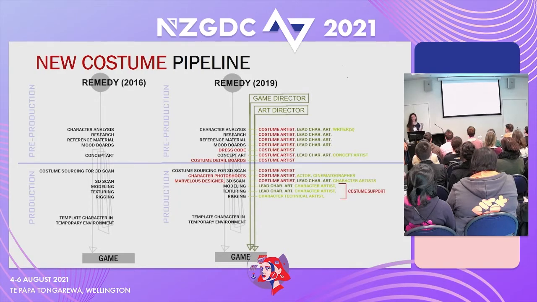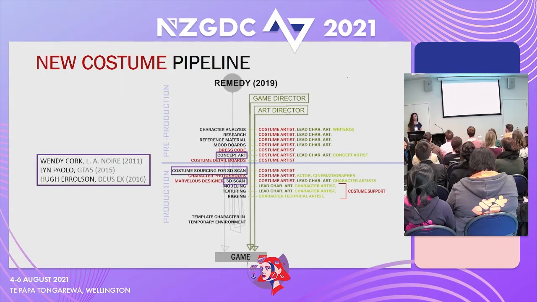So now on the left we have Remedy's character pipeline before Control, and on the right the pipeline we utilized for the 2 years I worked for them. And I have emphasized the differences in red. I ended up integrating methods from live arts into the original character pipeline, and I'll be defining some of these sections during the next slides.